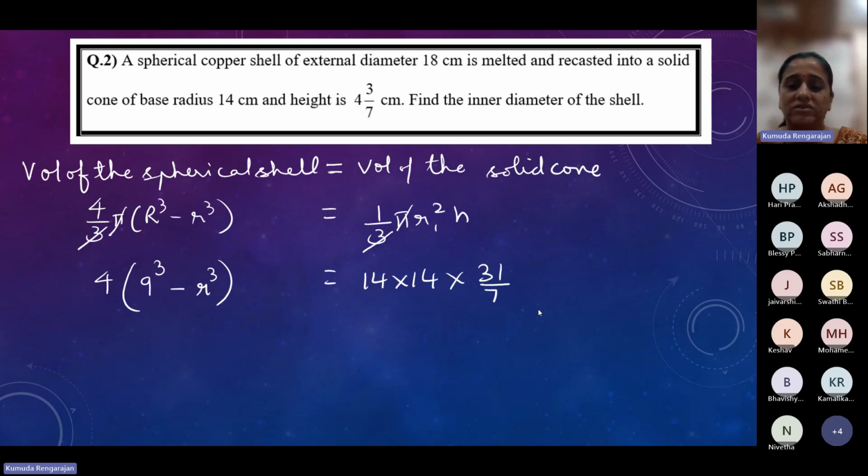So now we have to solve this equation and find the value of r and double that to find the internal diameter of the shell. Please solve this equation. Write the question.